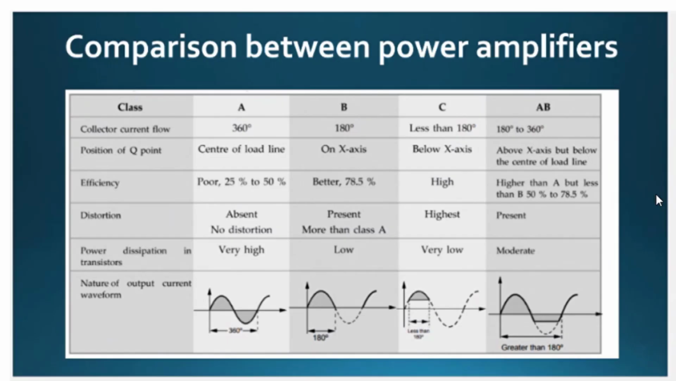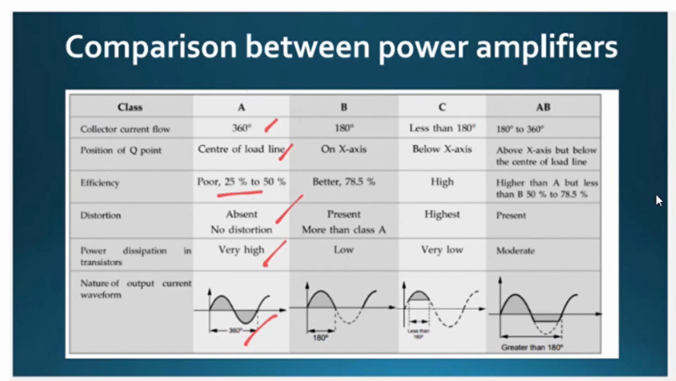Now, the comparison between the power amplifiers. First take class A. The Q point is at the center of the load line. Therefore, the collector current flows for 360. Definitely no distortion. The efficiency is low, hence the dissipation is very high. And this is the waveform which has full cycle output.